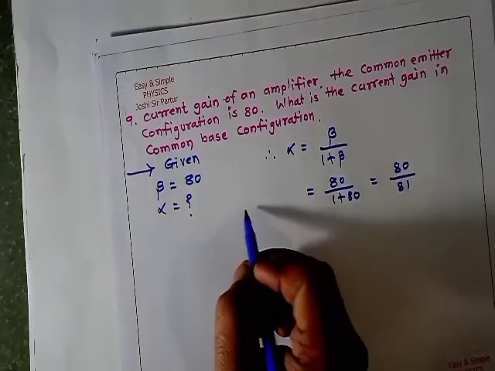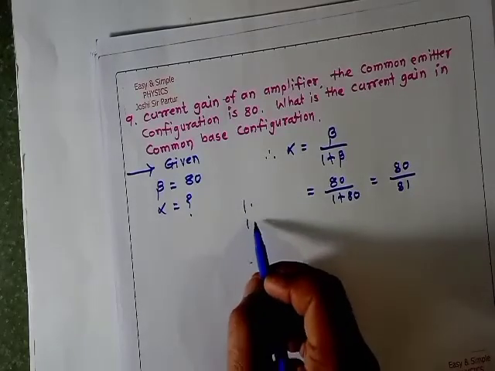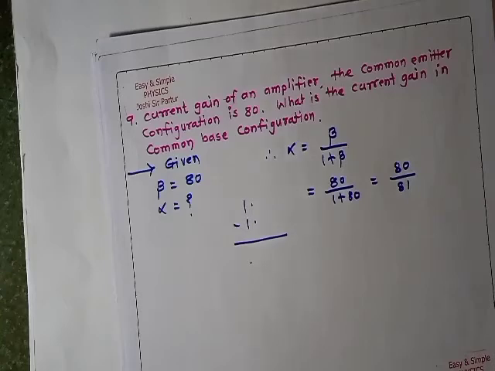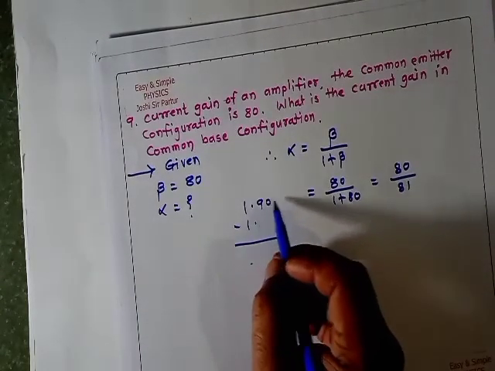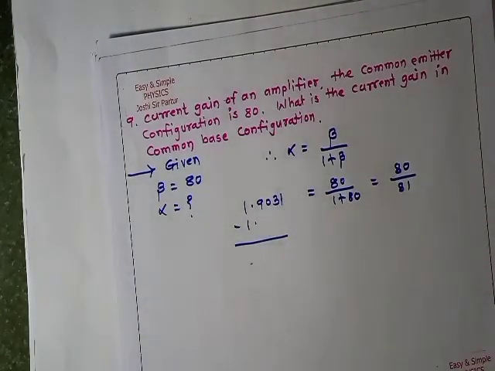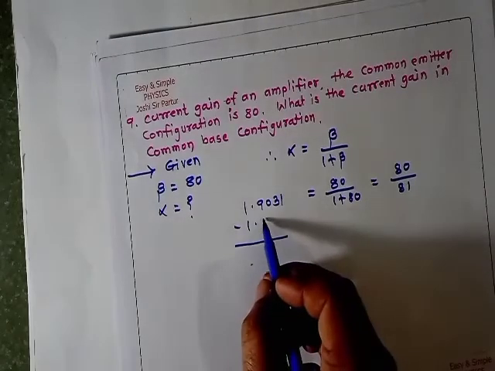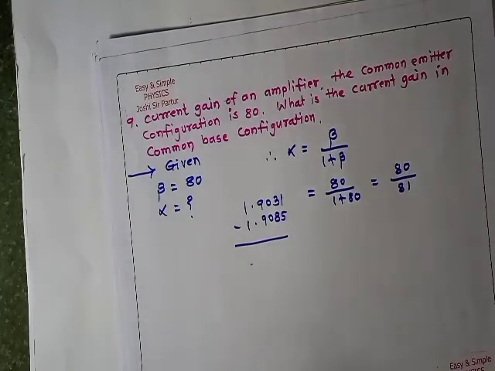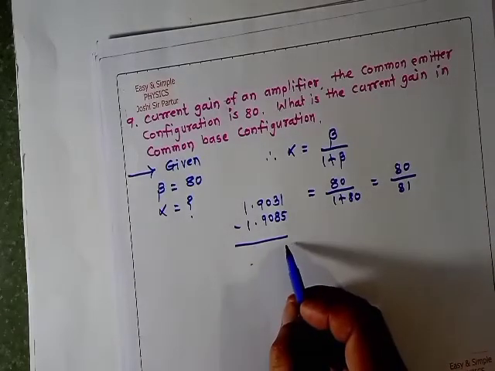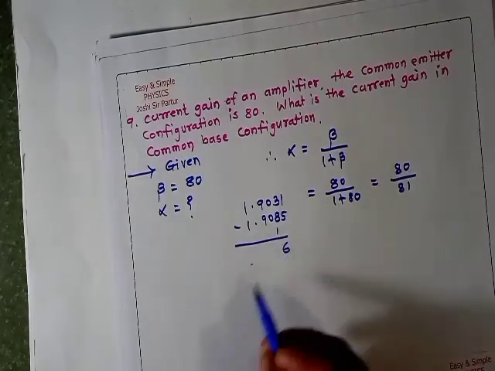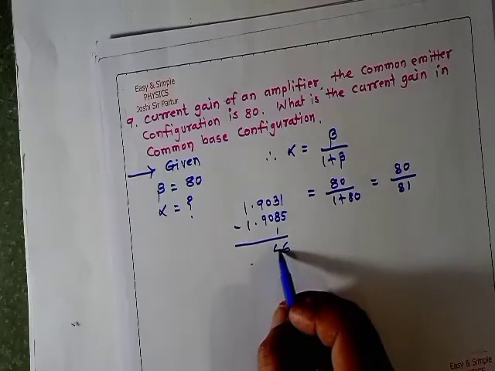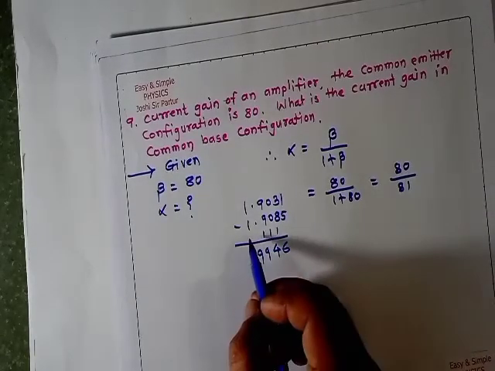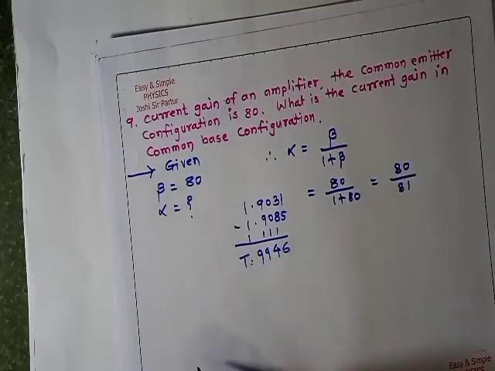If we find its log, subtraction is there. For 80, the logarithm will be 9031. For 81, the logarithm will be 9085. So subtracting here, 6 is there. From 13, 4 is there, 9 is there, 9 is there, bar 1.